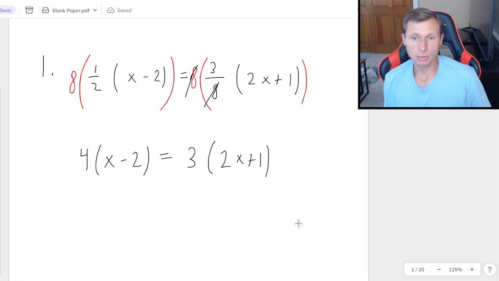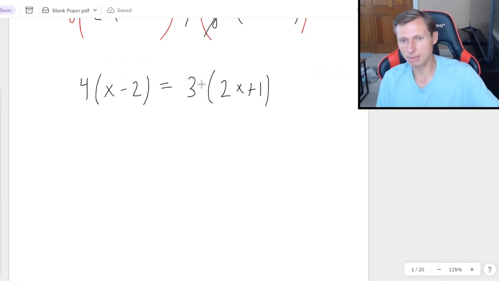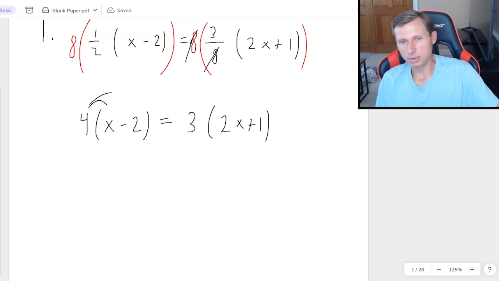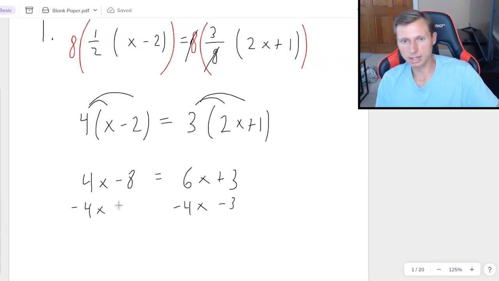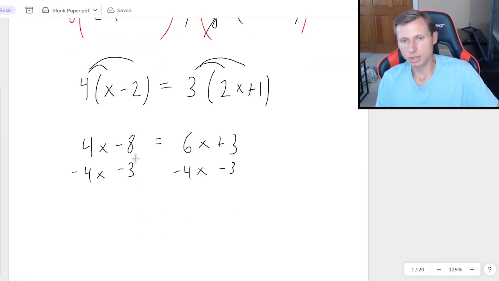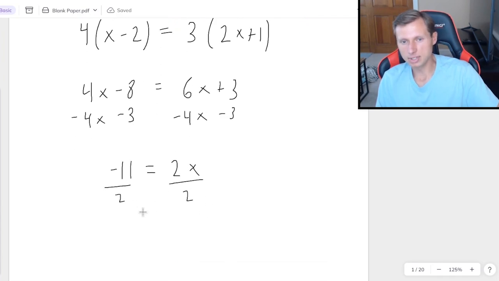And now I can continue with this problem like normal. And the best part is, there's no fractions to ruin my day. So now I will distribute the 4 and the 3, giving me 4x minus 8 is equal to 6x plus 3. I'll move the 4x to this side to keep x positive, and I'll also subtract 3 from that side. So on the left I have negative 11, on the right I have 2x, and then I just have to divide both sides by 2.